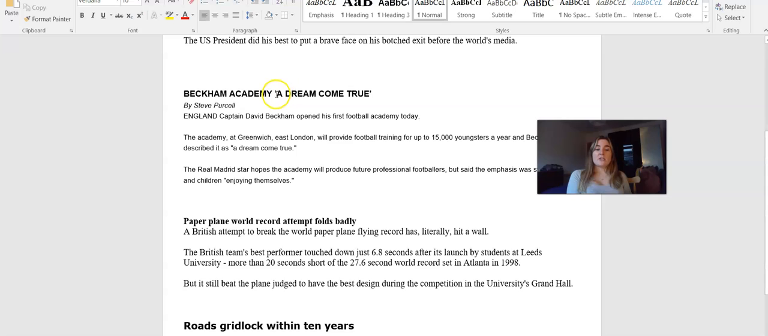And then here they've actually used a quote in their headlines. They've got a headline, Beckham Academy, which is about David Beckham, the footballer opening up his first football academy. And he actually said that it was a dream come true. So they have included that in the headlines. You might want to do something like that with yours.